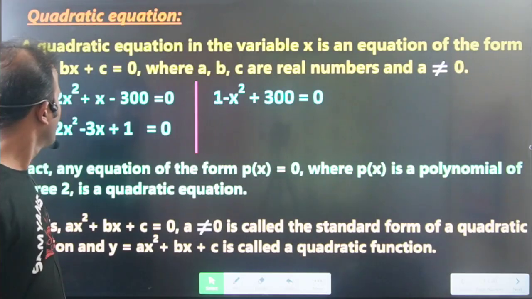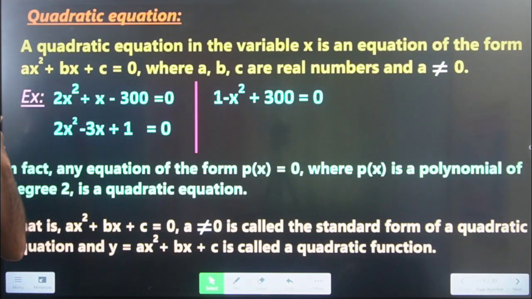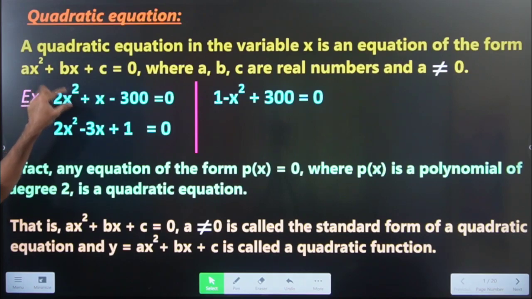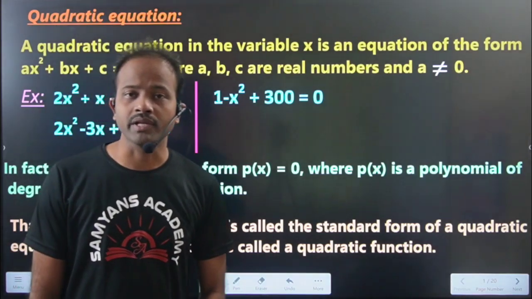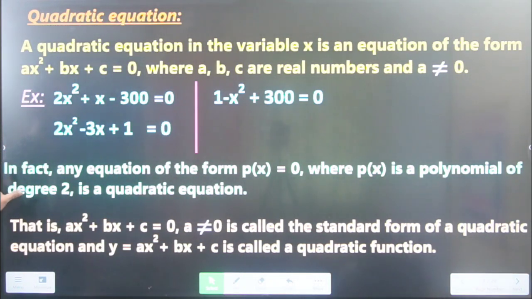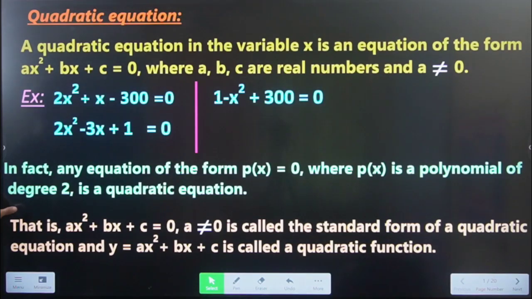Is it clear? So now here we have some examples for the quadratic equations. Now you see in the 2x square plus x minus 300 equal 0. Here highest power of variable is 2. So it is in the form of ax square plus bx plus c equal to 0. So therefore we called as quadratic equation. And the given three equations are in the form of ax square plus bx plus c equal to 0, and also we called as quadratic equation. In fact, any equation of the form p of x equal to 0, where p of x is a polynomial of the degree 2, is a quadratic equation.